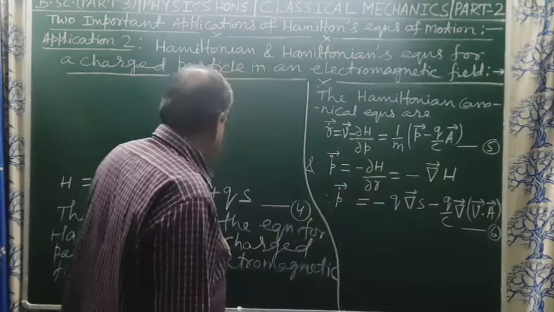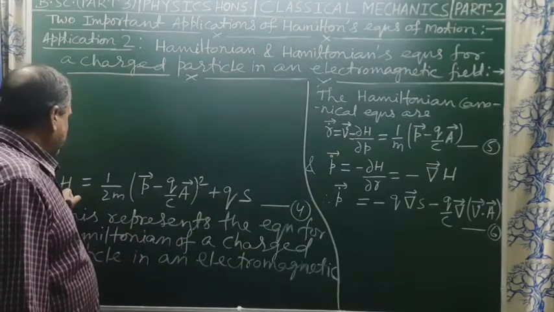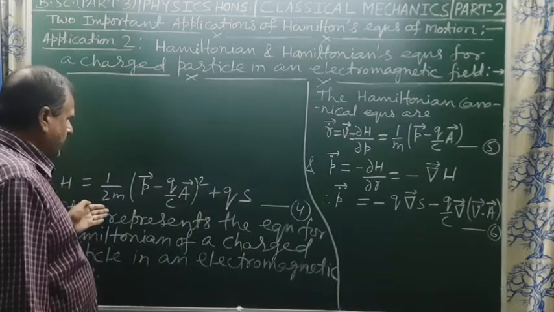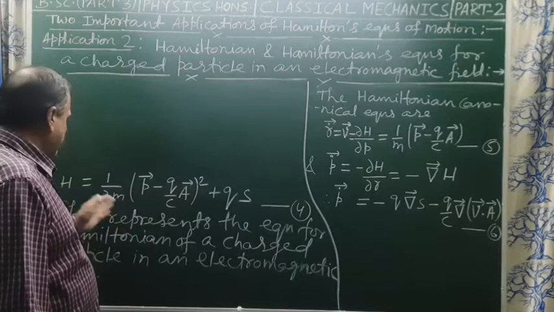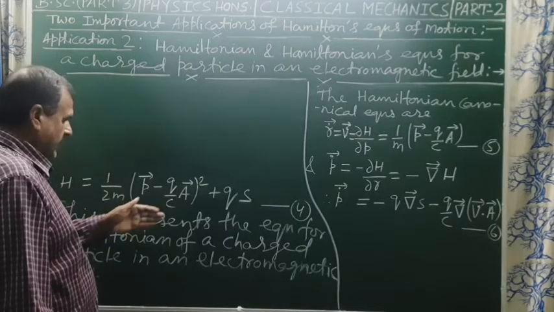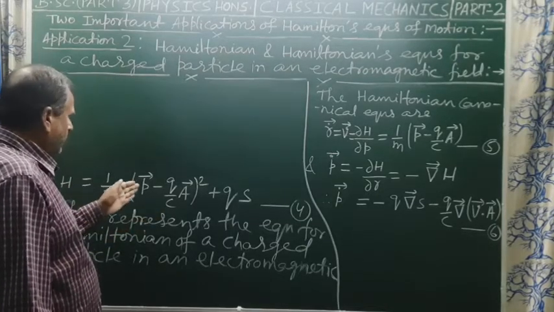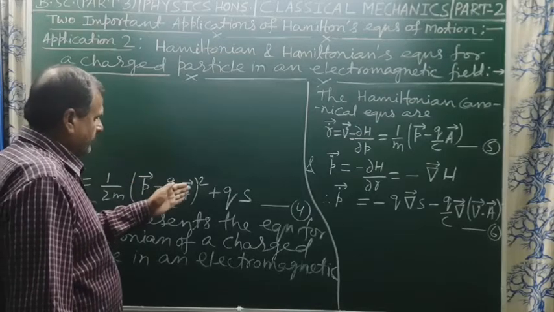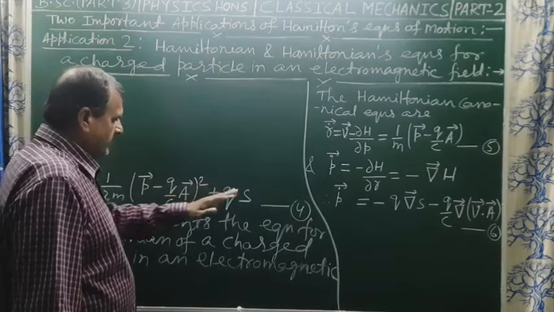And from equation 4, we can write here, since H is the Hamiltonian of a charged particle in an electromagnetic field, we have already obtained in equation 4, H equals 1 by 2m p vector minus q by c A vector squared plus q into s.